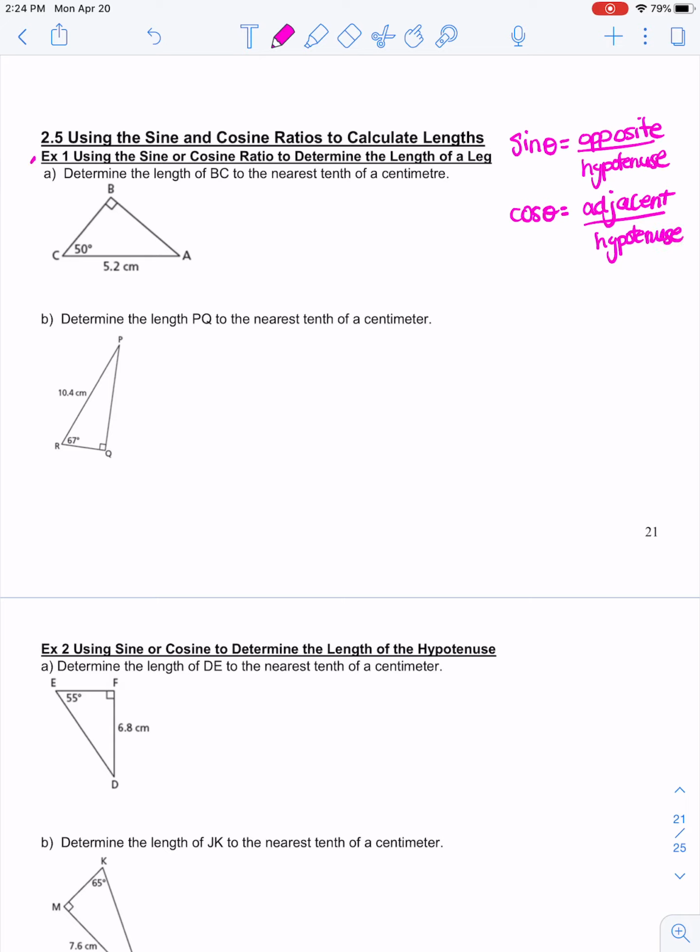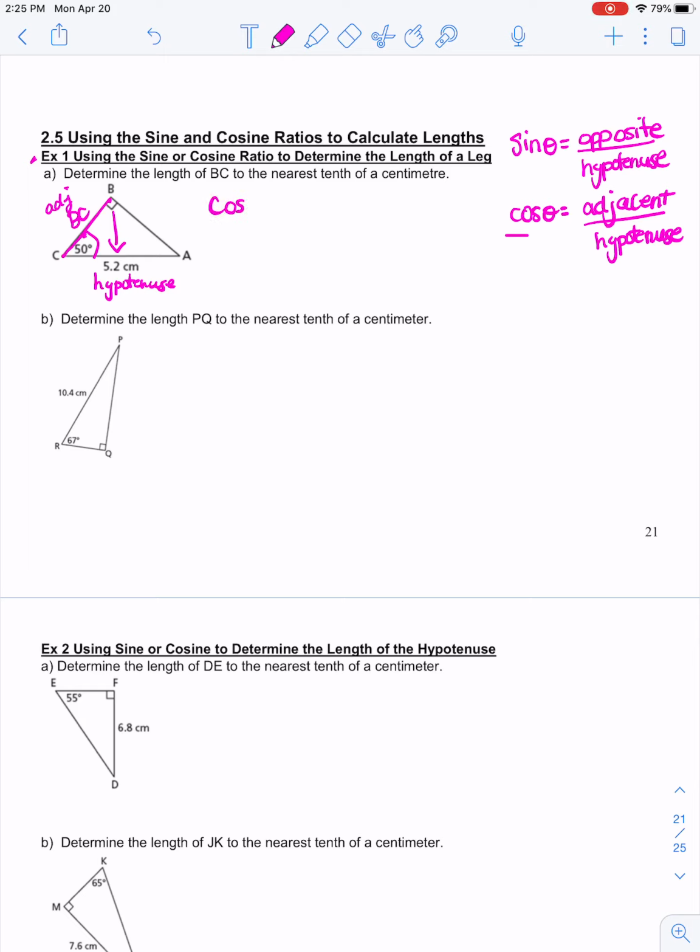Okay, so using the sine or cosine ratio to determine the length of a leg. Determine the length of BC to the nearest tenth of a centimeter. So side BC is this side here. We're given this angle. Across from the right angle is what we call the hypotenuse. And we're looking for side BC, which is right beside angle 50, so that's the adjacent side. When I go back to my ratios, I'm going to use cos because cos uses adjacent and hypotenuse.